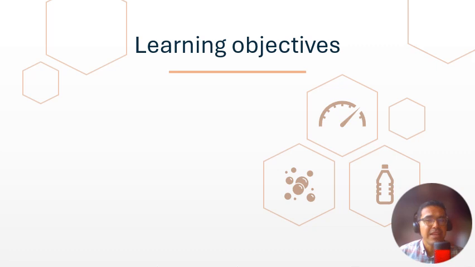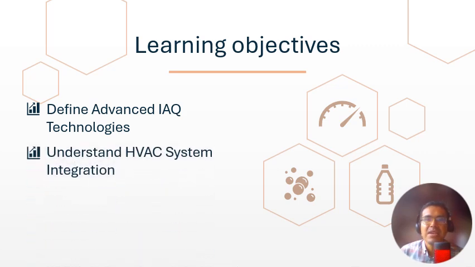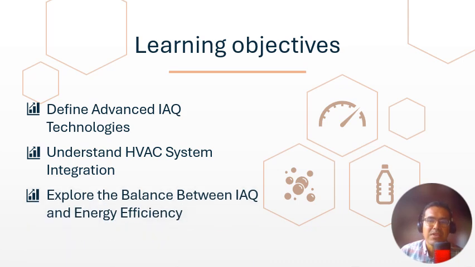So the learning objectives. At the end of this lesson, you are going to learn about air purification technologies, such as UV light purifiers, ionizers, and activated carbon filters. Explore how IAQ technologies can be integrated into HVAC systems to optimize air quality, and learn how HVAC systems can maintain air quality while managing energy use.